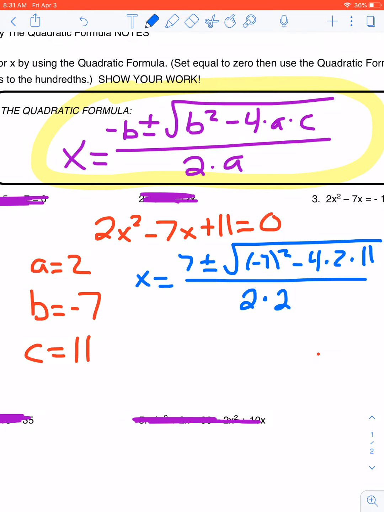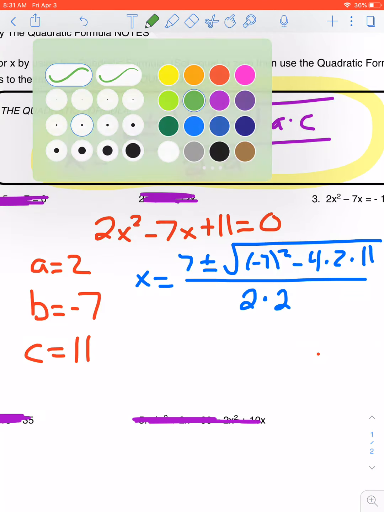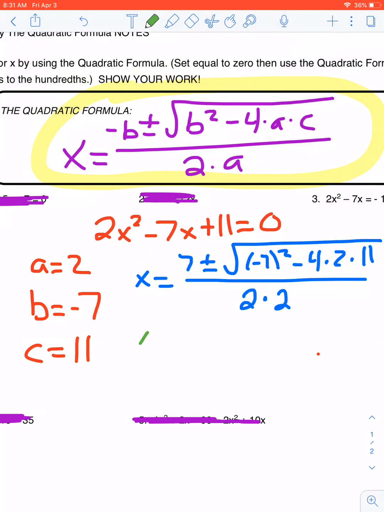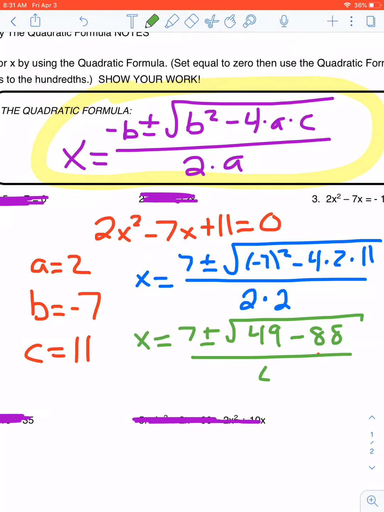What I always like to do next is simplify underneath the square root sign. Makes my life easier. It's usually the hardest part of what to do. So when I get that, I get x equals 7 plus or minus the square root of 49, because negative 7 times negative 7 is going to be 49. And then I'm going to do negative 4 times 2, which is negative 8. And then negative 8 times 11, which is going to be negative 88 over 4. Okay. Still going along, I don't see any issues yet, so let's keep going.